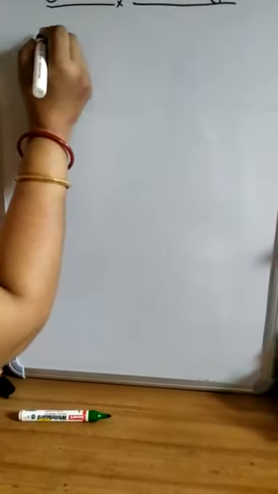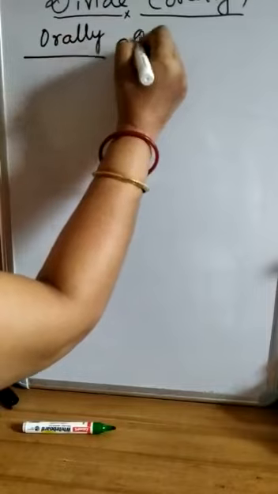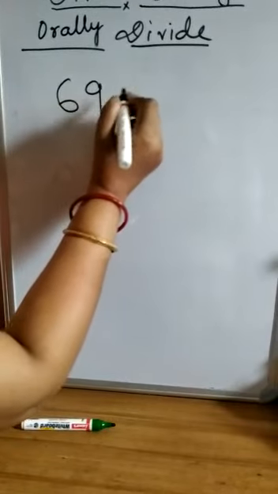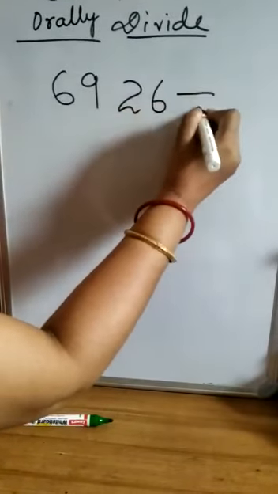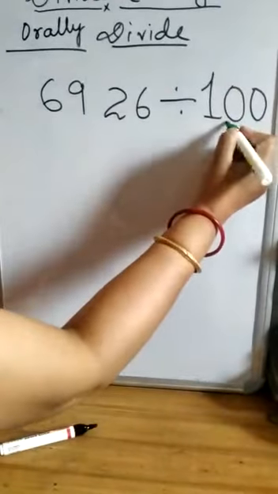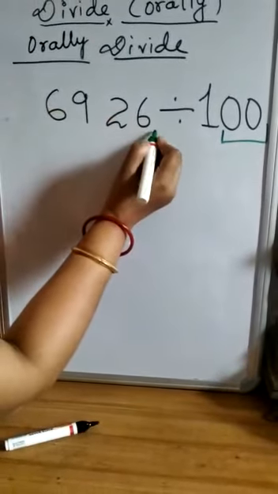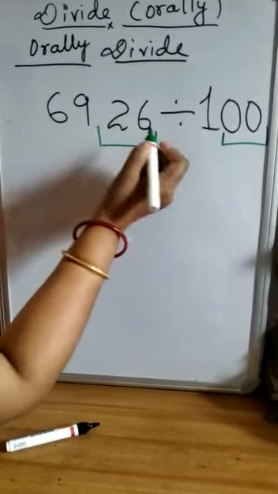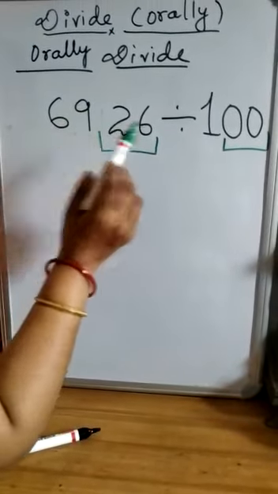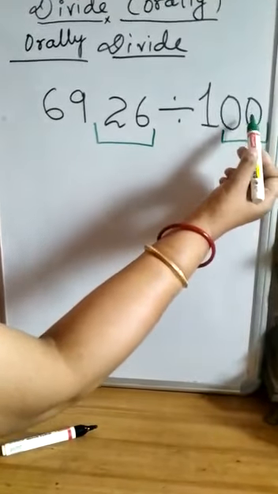In the same way, we can divide orally. We can divide, what? 6926 divided by 100. All of you see, in 100 how many zeros are there? 2 zeros, right? So here I will remove the 2 digits from the right side of the number. Here the number is 6926. So when I am going to divide by 100, 100 is having 2 zeros.